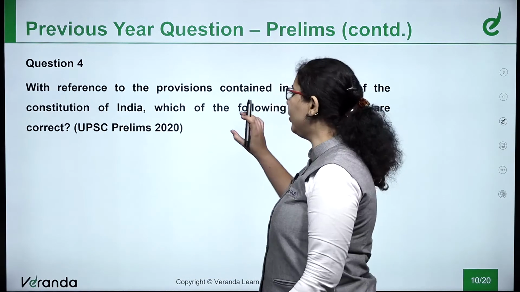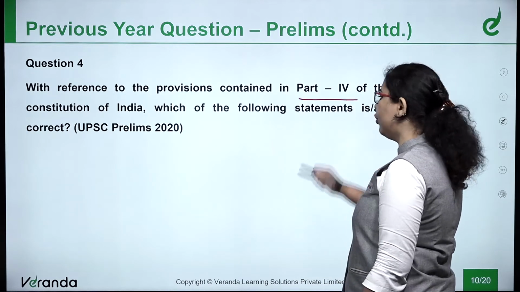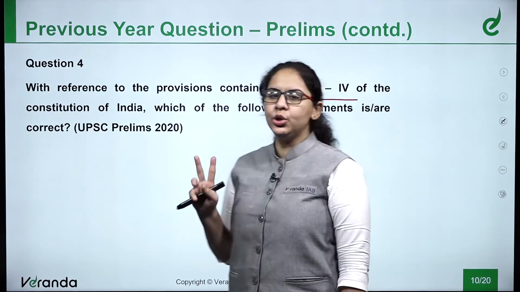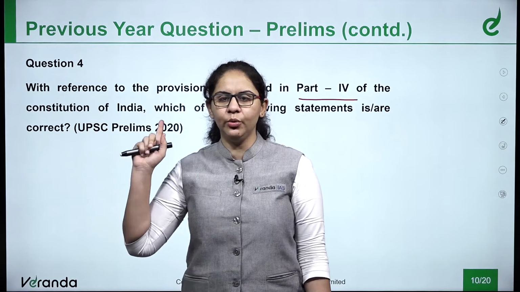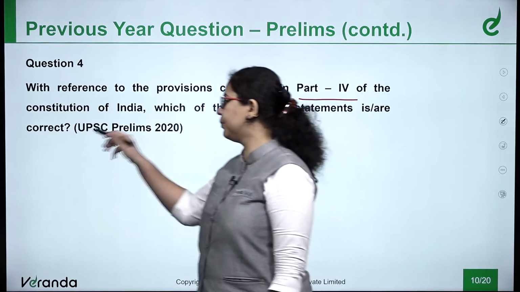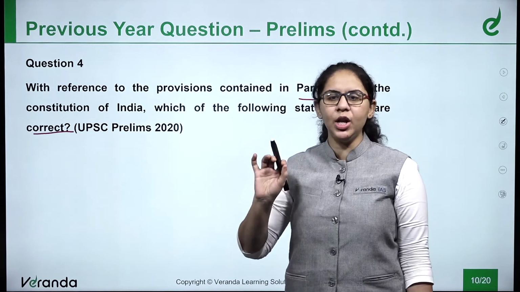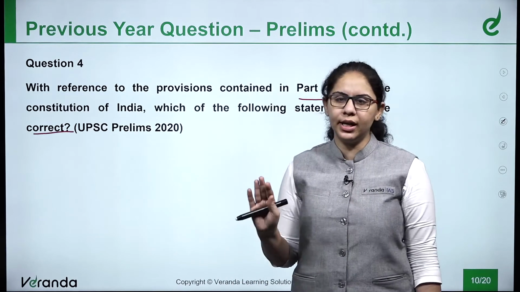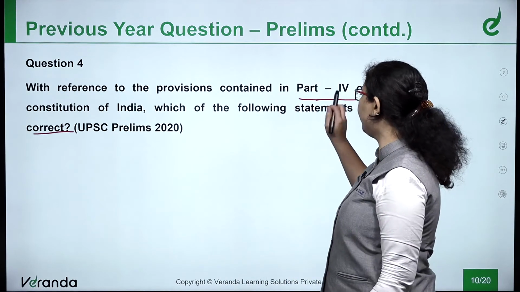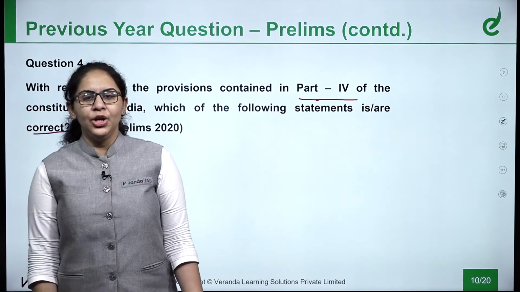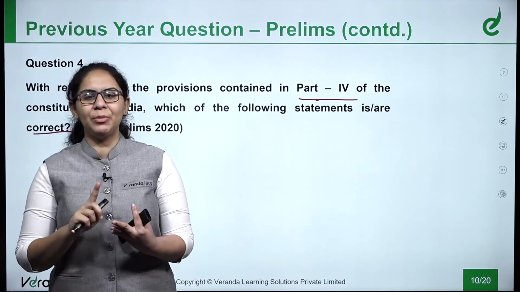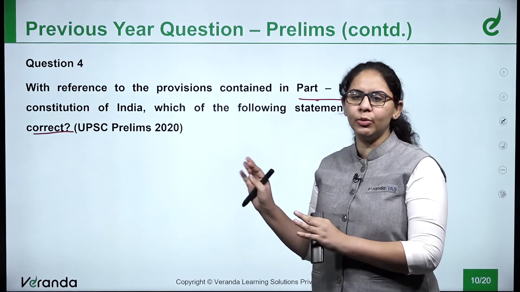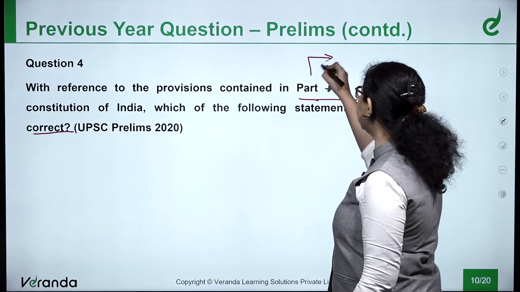Next question is, with reference to provisions contained in Part 4 of the Constitution of India, which of the following statements are correct? 2 words you have to keep in mind in this question. First is Part 4 and second is correct. You have to identify the correct statement, not the incorrect. Many times UPSC asks which of the following statements are incorrect. Here it is asking correct. And also it is talking about Part 4. What is Part 4? So our basic homework is to remember the schedules, to remember the parts. Then only will we be able to understand the question, not solve the question, understand the question. DPSPs are there in Part 4.